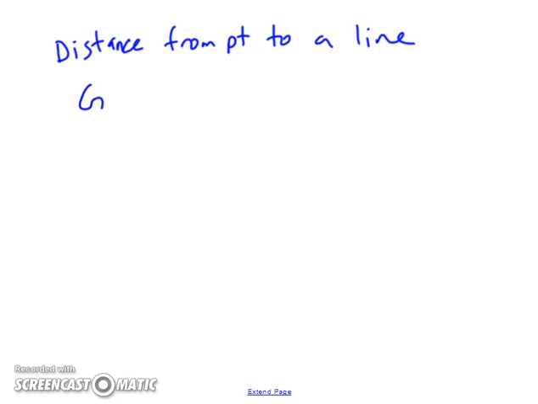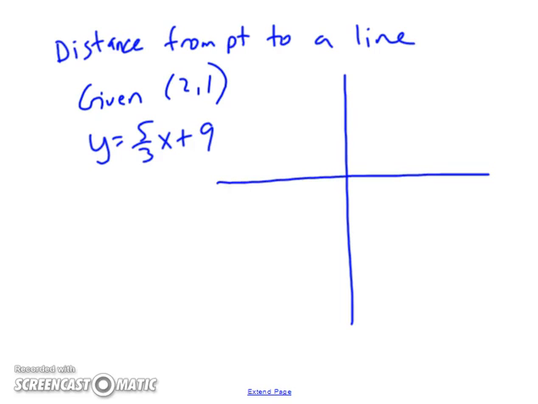So the given point that we're going to talk about is (2, 1), and the line is y = 5/3 x + 9. Visually, we have an ordered pair, and then we have a line that starts at 9 with a slope of 5/3, so it's roughly something like this. And we want to find out how far that point is from the line.